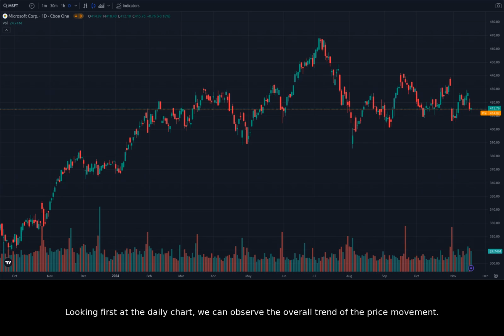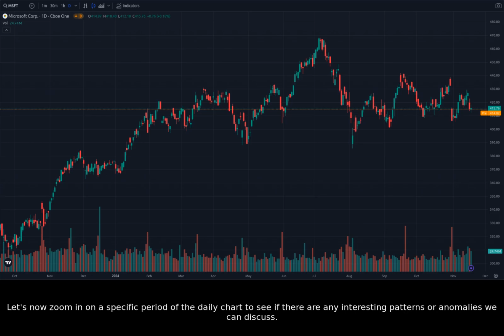Looking first at the daily chart, we can observe the overall trend of the price movement. Notice any significant peaks and troughs, which could represent potential resistance and support levels. Let's now zoom in on a specific period of the daily chart to see if there are any interesting patterns or anomalies we can discuss.